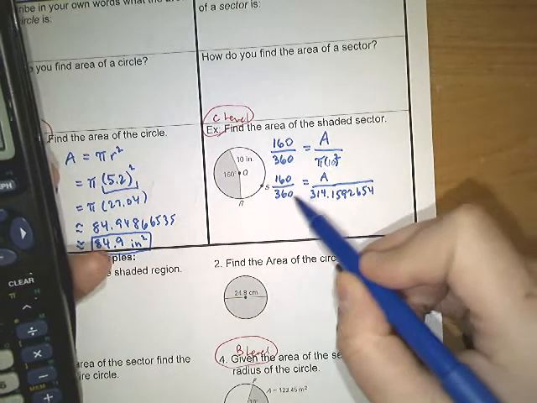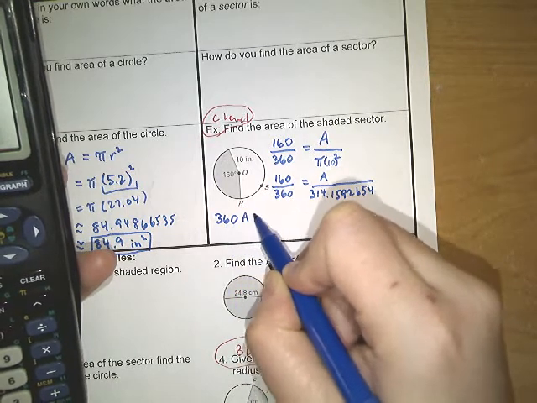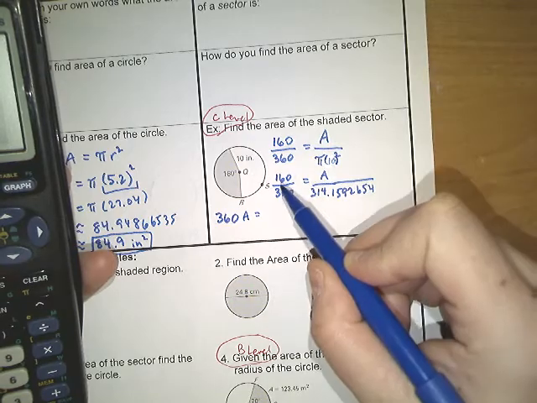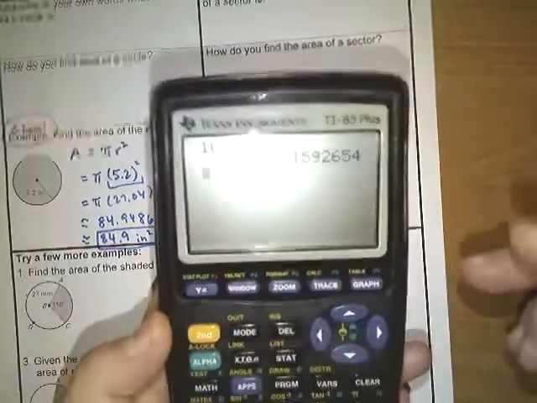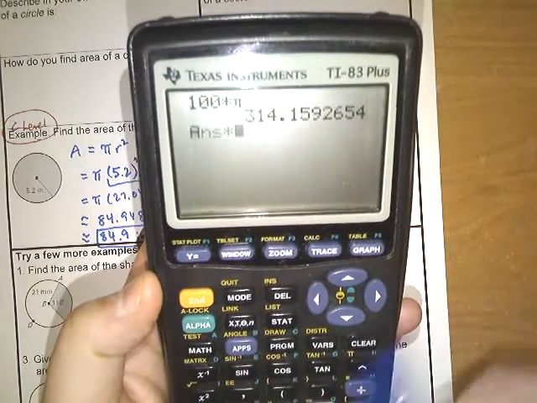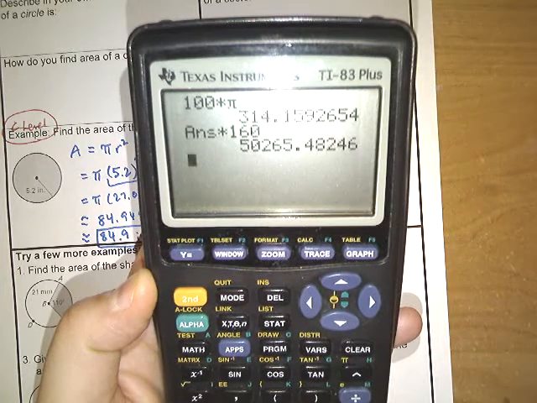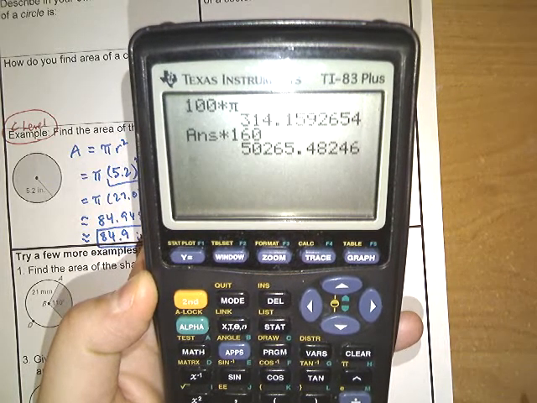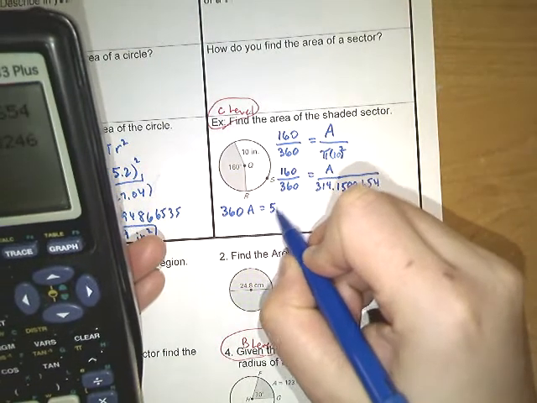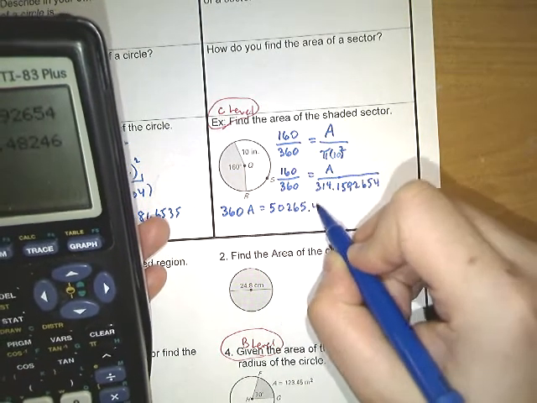So this way diagonally I'd get 360 times the area of the sector. And this way diagonally, I still have this on my calculator screen, so I'm going to multiply it by 160. See what I get. There we go. Times 160. Alright. So, oh, big number. But don't let those big numbers scare you. Sometimes you're going to get some really big values in the process of calculating these solutions.